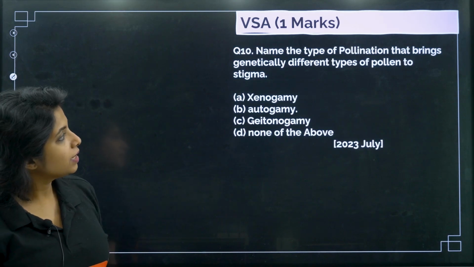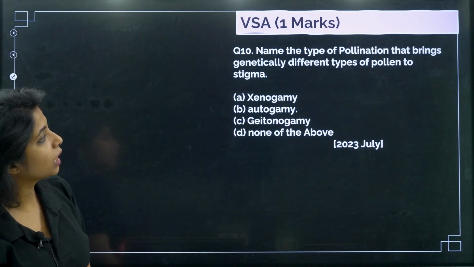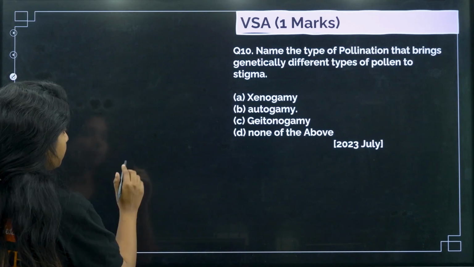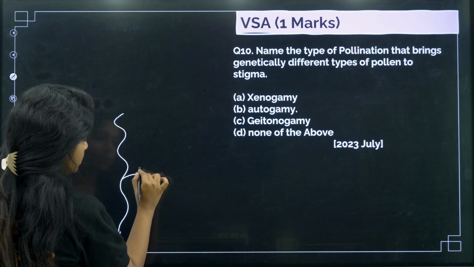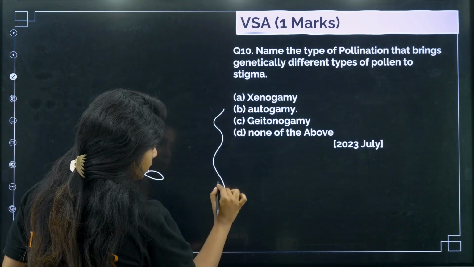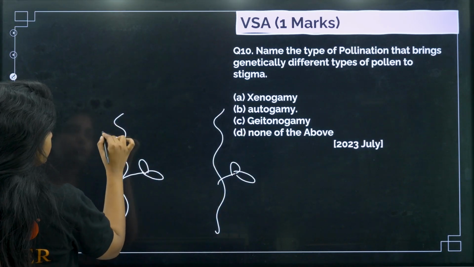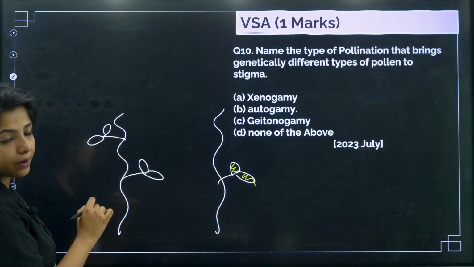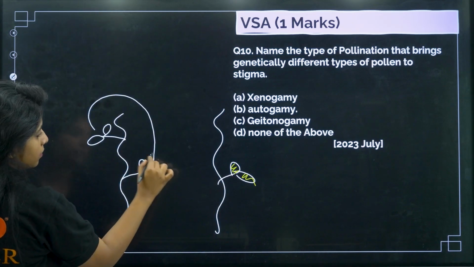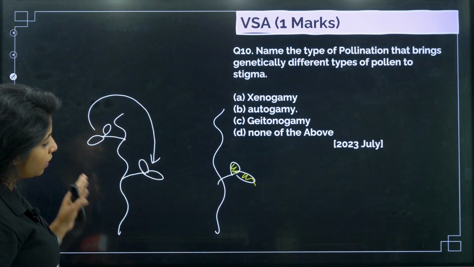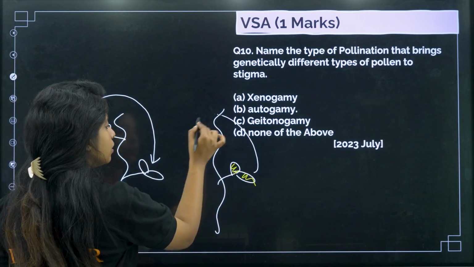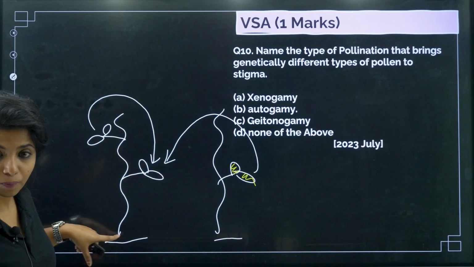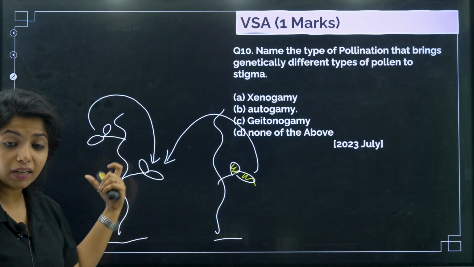Pericarp is something else. Now, name the type of pollination that brings genetically different types of pollen to the stigma. When it is genetically different pollen, that means the plant has to be different. For example, this is the flower and this is the flower. Over here also you have a flower. Let me change the color. It is a different plant. This is the same plant. From here to here, if pollen grains are coming, that means it is genetically similar, because it is from the same plant. But from here to here, if it is coming, that means it has to be genetically different. This is parent 1, this is plant 2, parent 2. So these are genetically different plants.